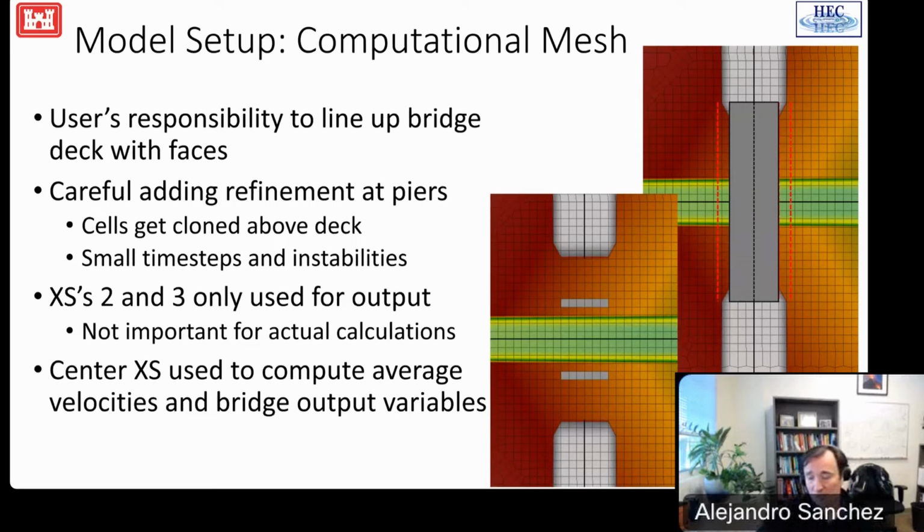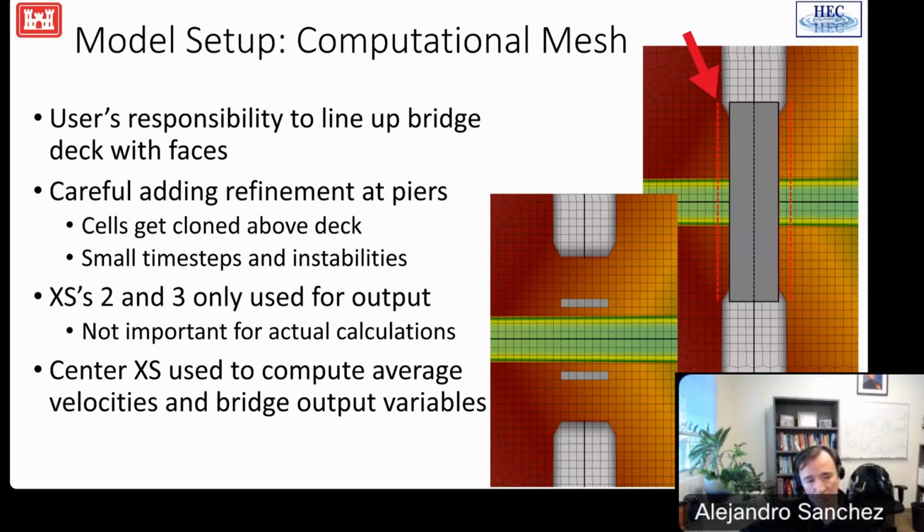And because we're cloning those cells, you have to be careful with adding refinement below the bridge for piers, because all of that resolution is going to be copied on top of the bridge, which may reduce your time steps and cause instabilities and such. So that's a limitation of requiring the same mesh below and above the bridge. So I often just stick to a simple mesh on top of the bridge, Cartesian or quads above the bridge.